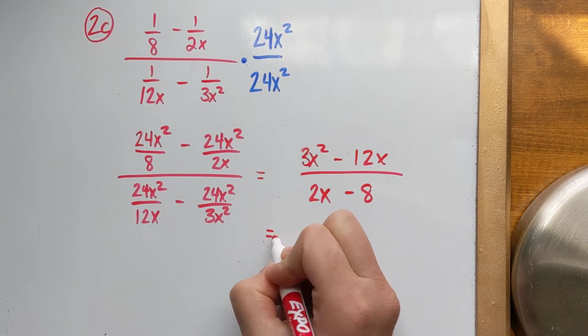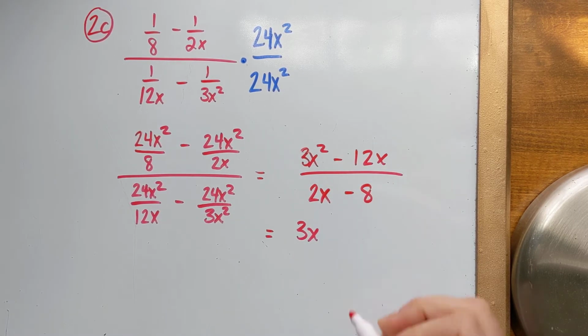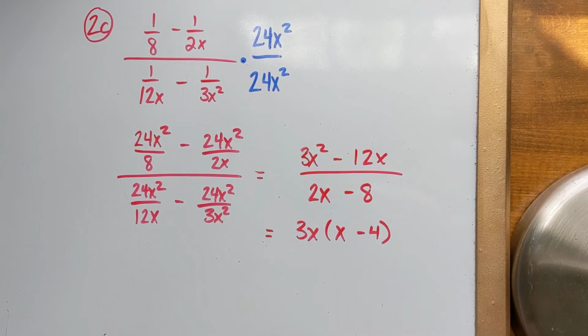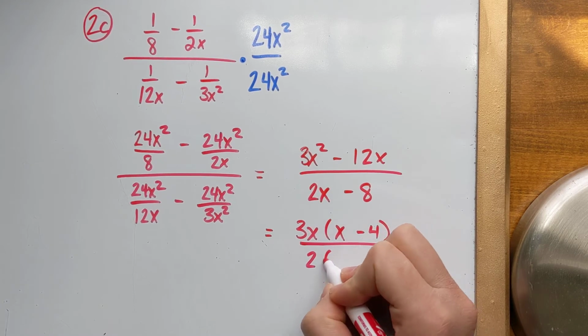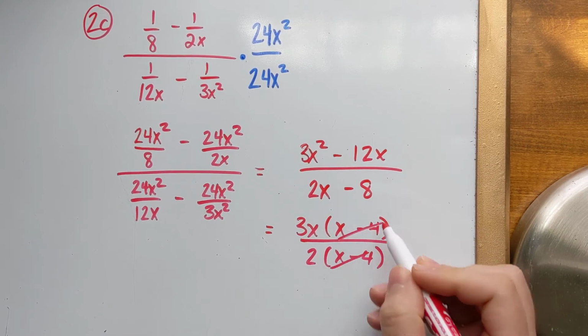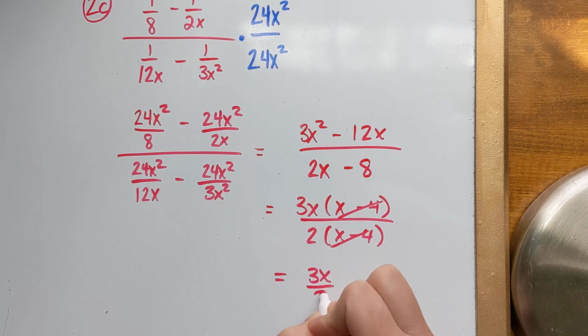In the top it looks like I can pull out a GCF of 3x. When I do that I'm going to be left with factors of x and 4. In the bottom, 2x minus 8, I can pull out a GCF of 2. I'm also going to be left with x minus 4, which is really nice because then they can cancel. So my final answer for this problem is simply going to be 3x divided by 2.